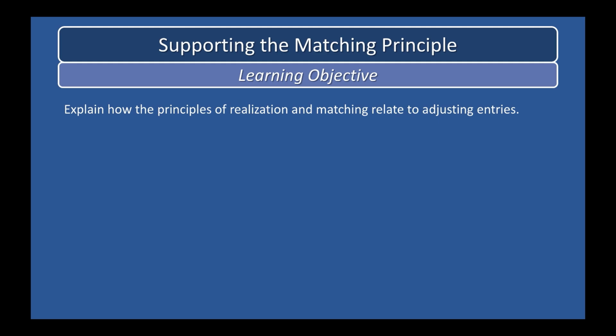Supporting the matching principle. This segment's learning objective is to explain how the principles of realization and matching relate to adjusting entries. Adjusting entries are the tools by which accountants apply the realization and matching principles. Through these entries, revenues are recognized as they are earned, and expenses are recognized as resources are used or consumed in producing the related revenue.